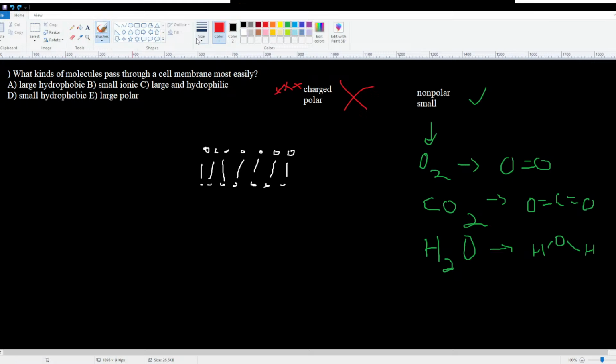If we have something like sugar, for example, let's draw a sugar. Sugar has a bunch of OHs on it. That's the key identifier of sugar. What are OHs? Those are of course polar. Because it has so many of these polar groups, it is not able to pass through easily.